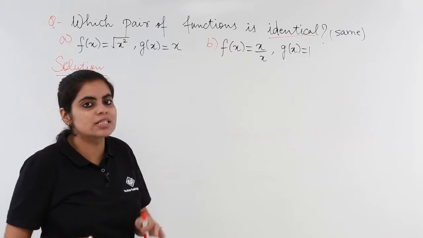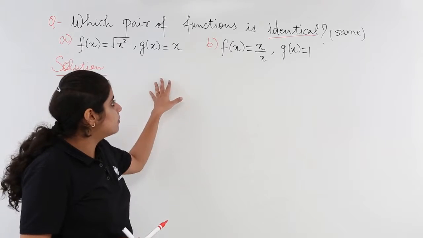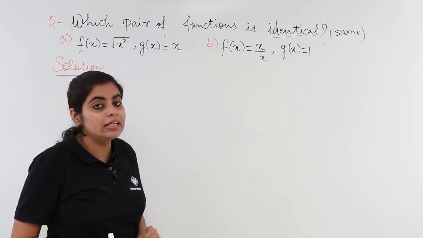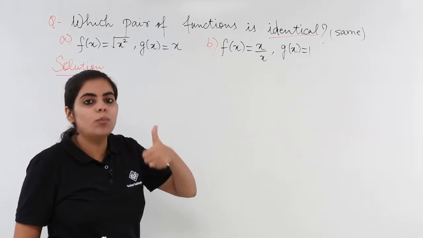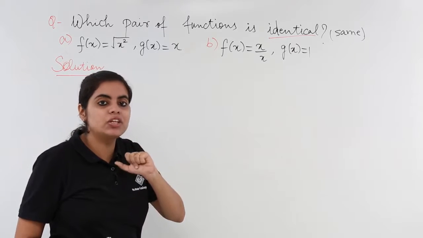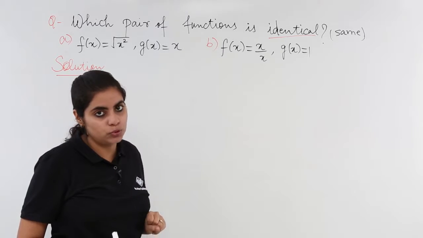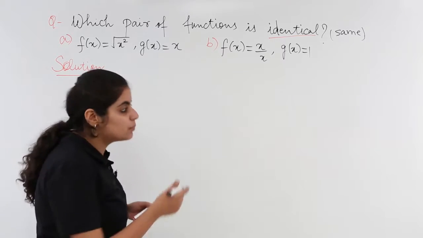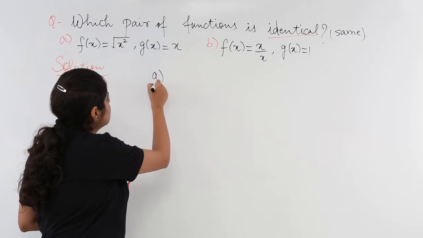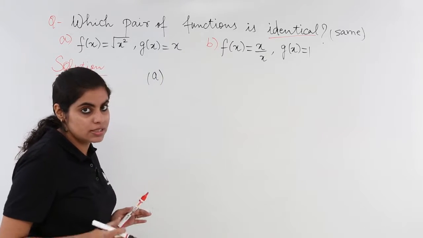So identical means same. Similarly, in mathematics, functions are identical when the domain is same and the range is same. That means both the things should be same, the domain and the range both. So let's get started by doing the first part and we'll understand more about identical functions then.